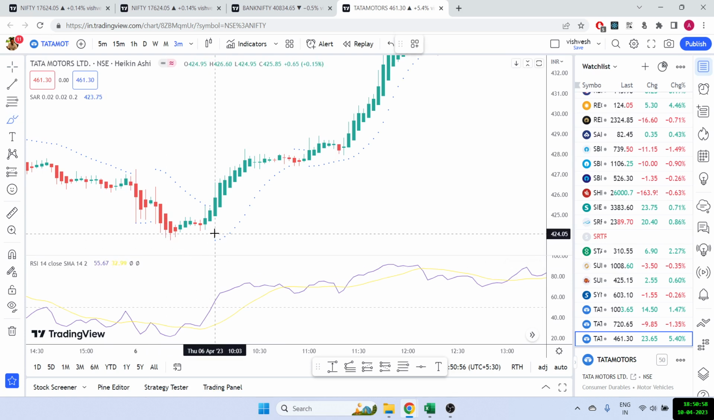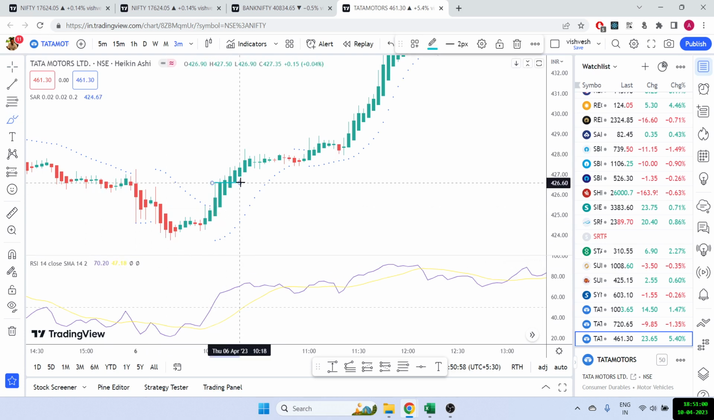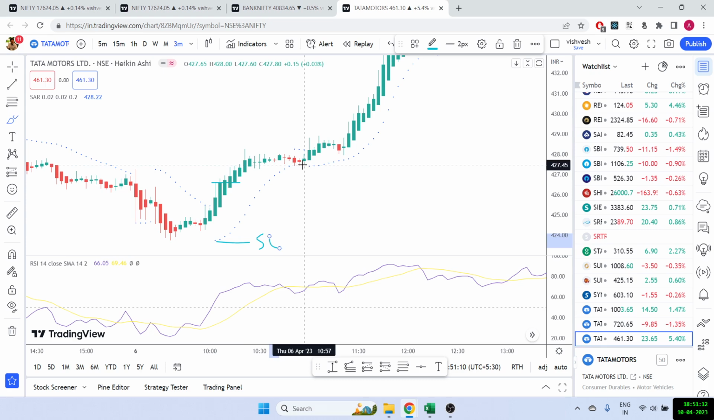If we see here on this candle, all our conditions are met. We have a green Heikin Ashi, it's above the PSAR and the RSI value is also above 50. I will buy here with this as my stop loss. And you will notice my exit will come somewhere here. So this is my exit. So almost not a 1:1, but maybe a small profit, but it will again give you another entry.